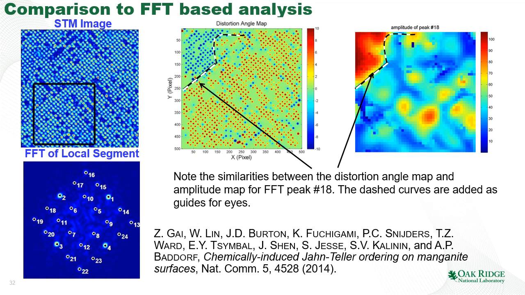So can we compare this type of atom-based analytics to the Fourier-based analysis? The answer is yes, we can. This is the STM image. This is our Fourier transform. We can take these 24 Fourier peaks and fit each one by a Gaussian and then plot the parameters of this fit. For example, it turns out that if we look at the magnitude of peak number 18, this particular peak here, you can see that it has a different magnitude in this domain region compared to everywhere else. So this peak 18 is directly responsible for this ordering.